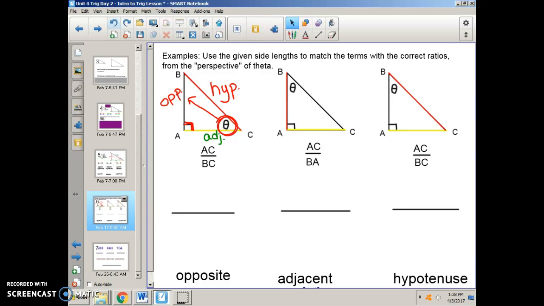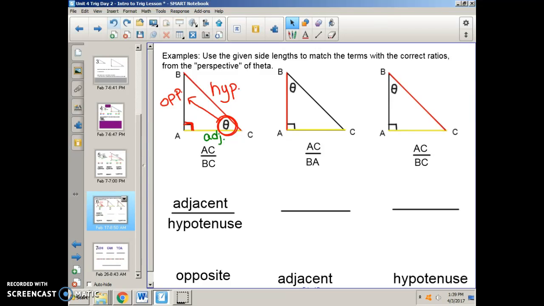All right, so filling in the blank, if I'm looking at the fraction AC over BC, let's fill in the appropriate words. AC, that's the yellow one, that's the adjacent one that I just labeled. BC then is the hypotenuse. So again, there's my fraction, my familiar words we've been working with.